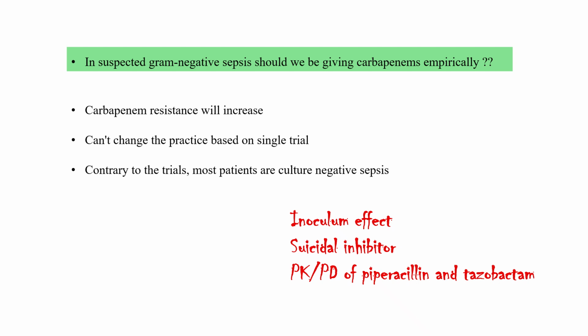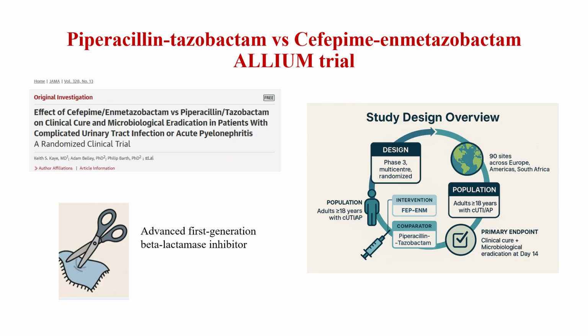As a carbapenem sparing agent, there is a new antibiotic called cefepime-enmetazobactam. We have already discussed enmetazobactam. It is also a beta lactamase inhibitor, first generation. However, its ability to bind beta lactamases is much better, and the affinity for beta lactamases is much better compared to piperacillin-tazobactam, and it has been compared head to head with piperacillin-tazobactam in a trial called ALIUM, which included patients with complicated urinary tract infections.